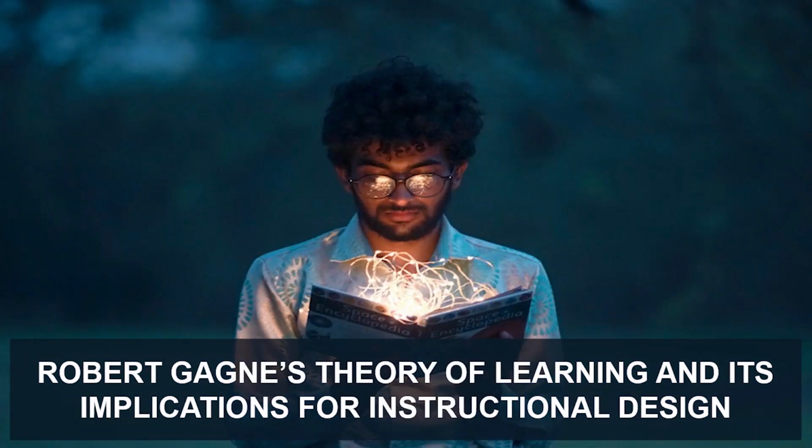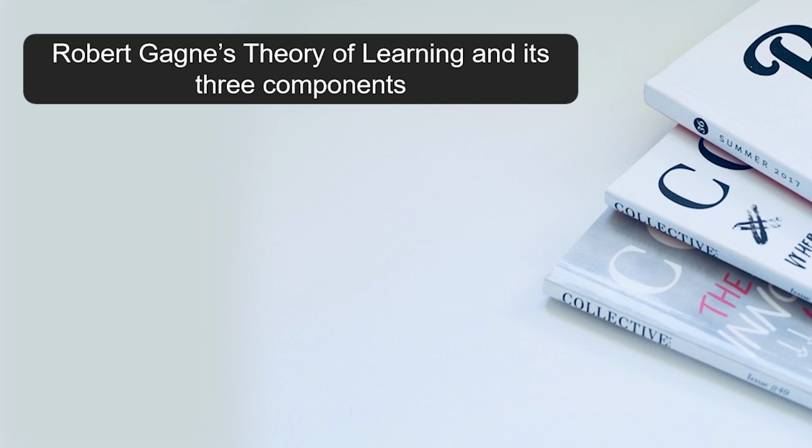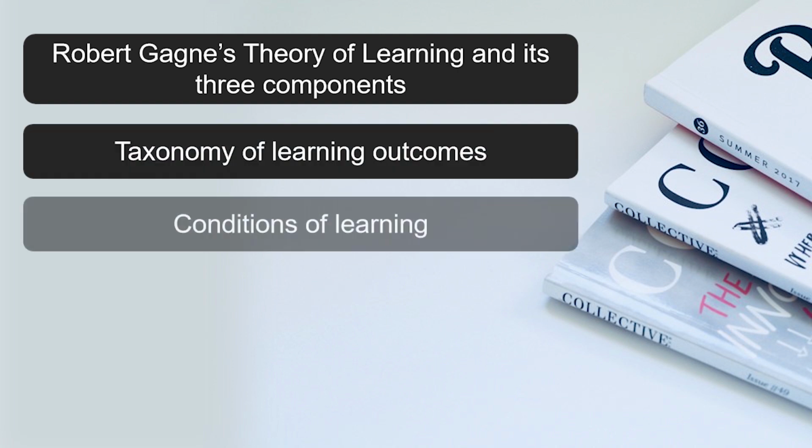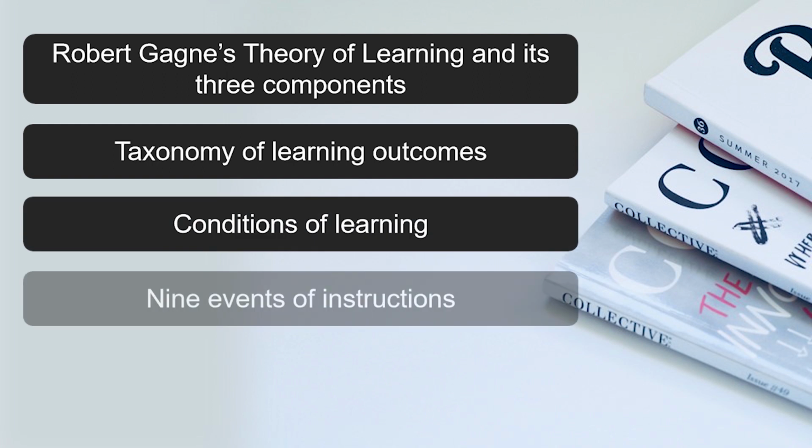Welcome to all. In today's video program, we are going to discuss Robert Gagne's theory of learning and its implications for instructional design. In this video, we will discuss Robert Gagne's theory of learning, which consists of three components. Then we will discuss the three components in detail, such as the taxonomy of learning outcomes, conditions of learning, and then the 9 events of instruction.